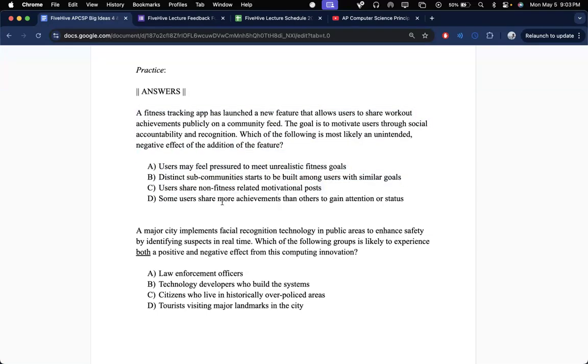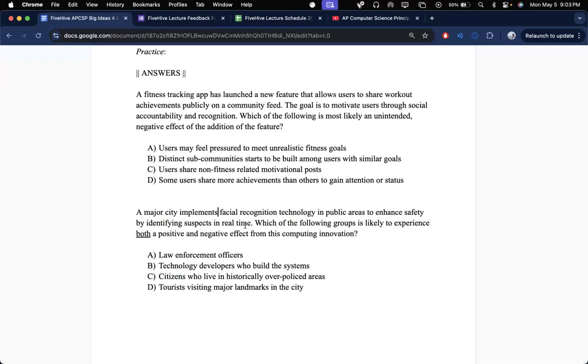All right. So it looks like we all said C for this one. A major city implements facial recognition technology in public areas to enhance safety by identifying suspects in real time. Which of the following groups is likely to experience both a positive and negative effect from this computing innovation? We have law enforcement officers, technology developers, citizens who live in historically overpoliced areas, or tourists visiting major landmarks in the city. Well, as we all guessed, it was indeed C.